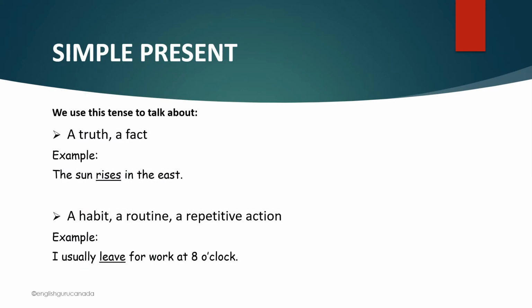Now, I've underlined leave over here because that is the verb and it is used in the simple present tense. Now, if you look over here, the verb in the previous example was rise and it took an S with it, whereas this one is without an S. It's only leave. I usually leave for work at 8 o'clock. So these are the things that we have to be very careful about when using the simple present. I'm going to talk about how to form the tense later on in this video.